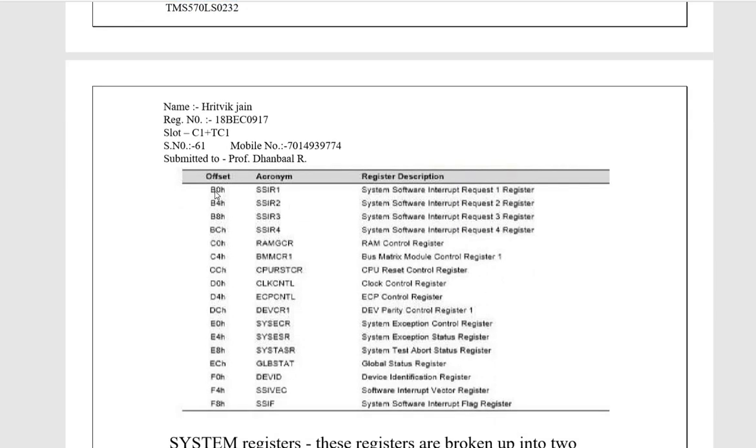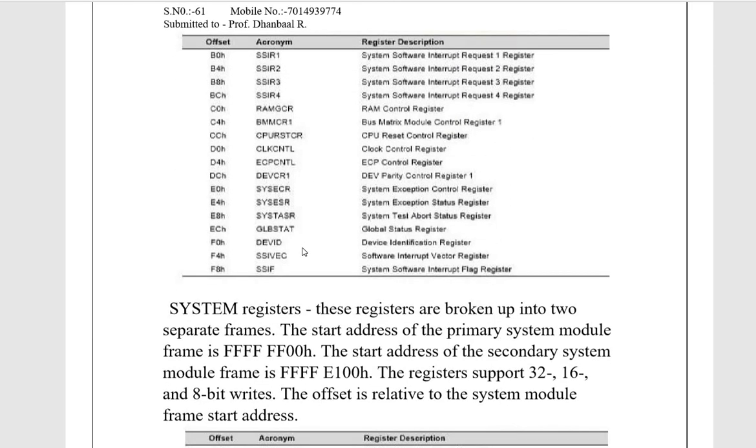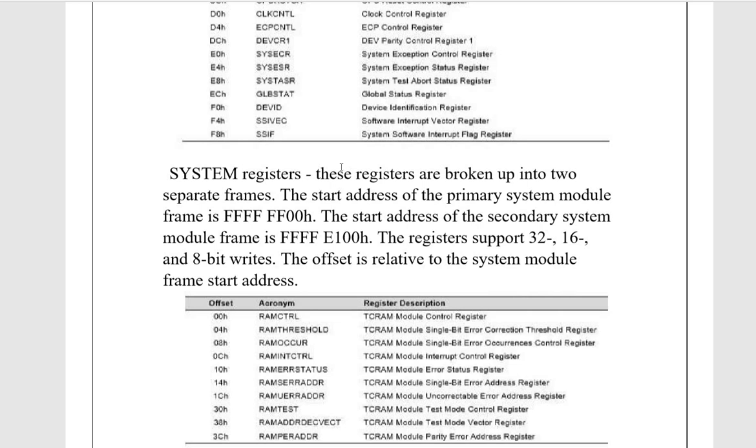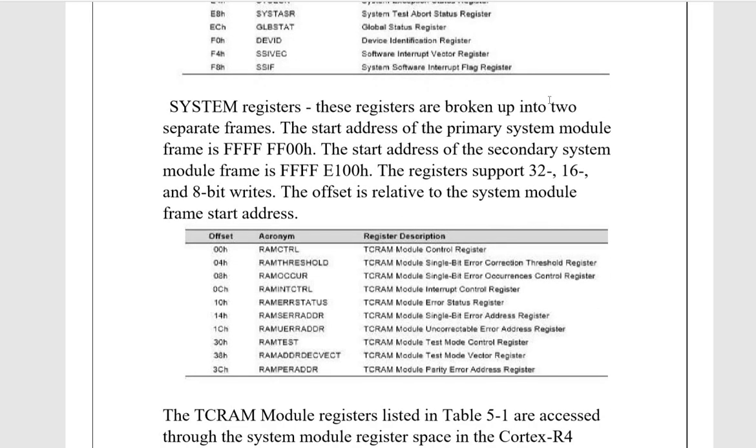And in this same table, then the system registers, these registers are broken up into two separate frames. The first starts at the address of the primary system module frame, which is FFFFF00H, and the start address of the secondary system frame is FFFFFE100H. And it supports 32, 16 and 8 bit writes.